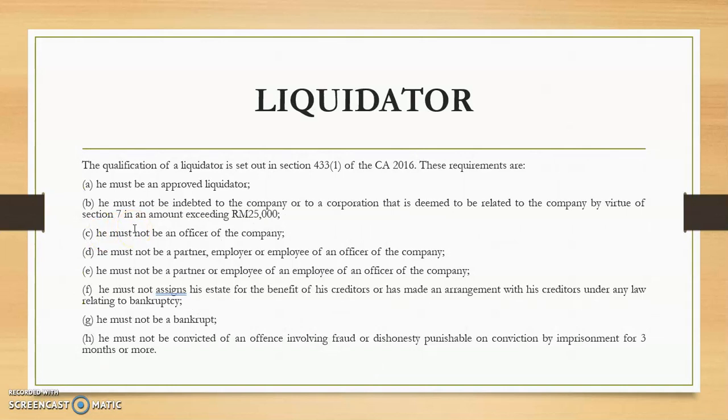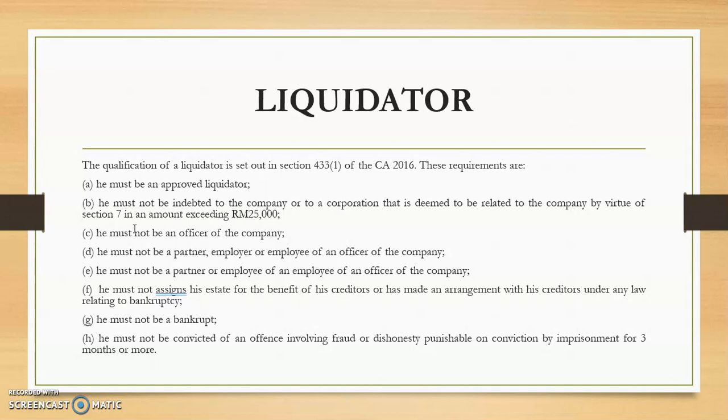Who is a liquidator? A liquidator is a person who helps the process of winding up. He must be an approved liquidator, must not be indebted to the company or to a corporation related to the company in an amount exceeding 25,000, must not be an officer of the company, must not be a partner or employer, and must not assign his estate for the benefit of his creditors or make an arrangement with his creditors under any law related to bankruptcy.